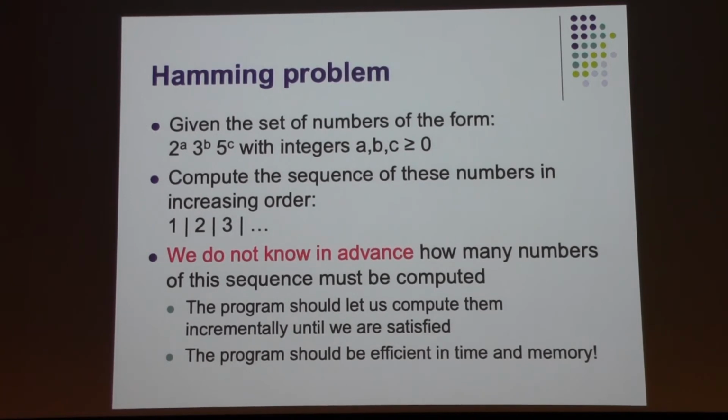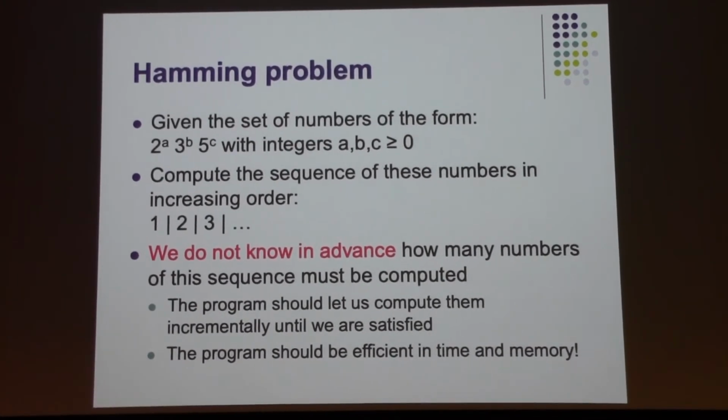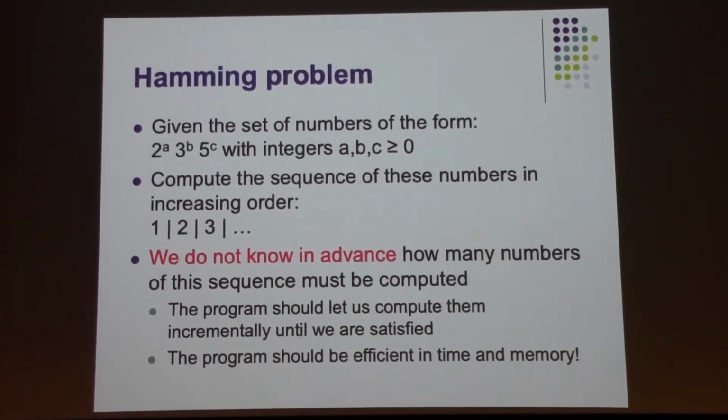So you have numbers of the form 2^A times 3^B times 5^C, where A, B, and C are integers that are at least 0. Actually, the general problem is where you have any number of primes, but we'll do it with 3 of them. You can generalize it if you want, because I want to show you the full code. The problem is, I want to compute the sequence of these numbers in increasing order, without missing any.